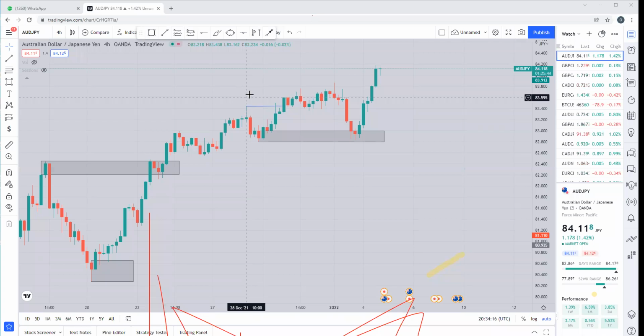You understand? Because money is resting here, stop losses of people are resting here. Do you get what I'm saying? Whoever is planning to sell the market is going to be selling from that point, and they're going to put their stop loss up there. I don't know if you get what I'm saying.